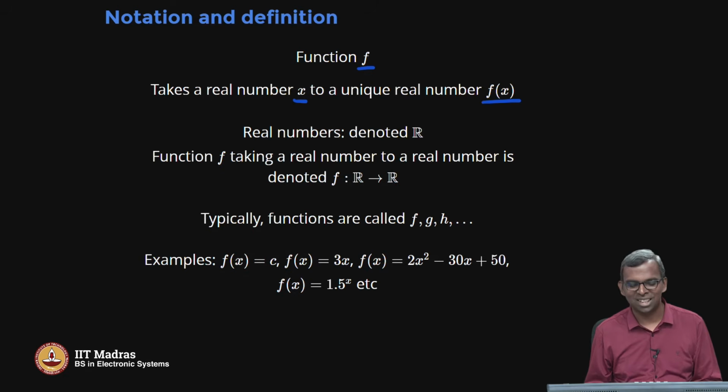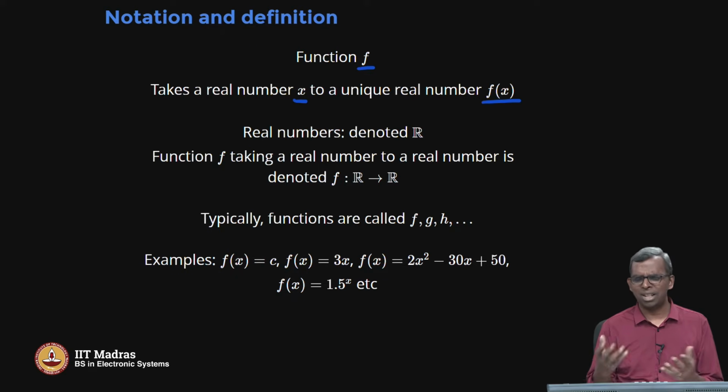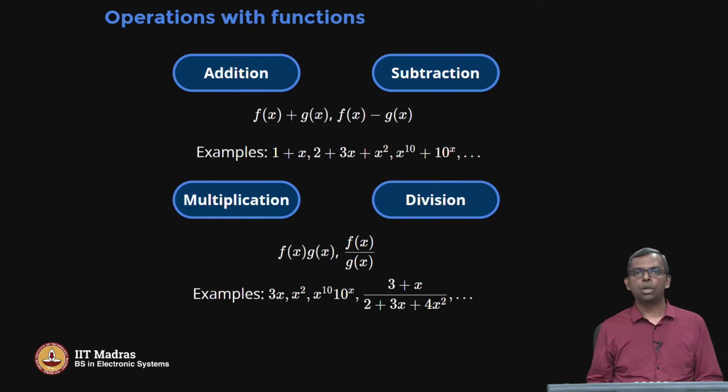So the constant, the linear function 3x, quadratic 2x squared minus 30x plus 50, the exponential 1.5 raised to the power x. There are various other examples as well. So this kind of notation you will see in many books, and you should get comfortable with what this notation means.